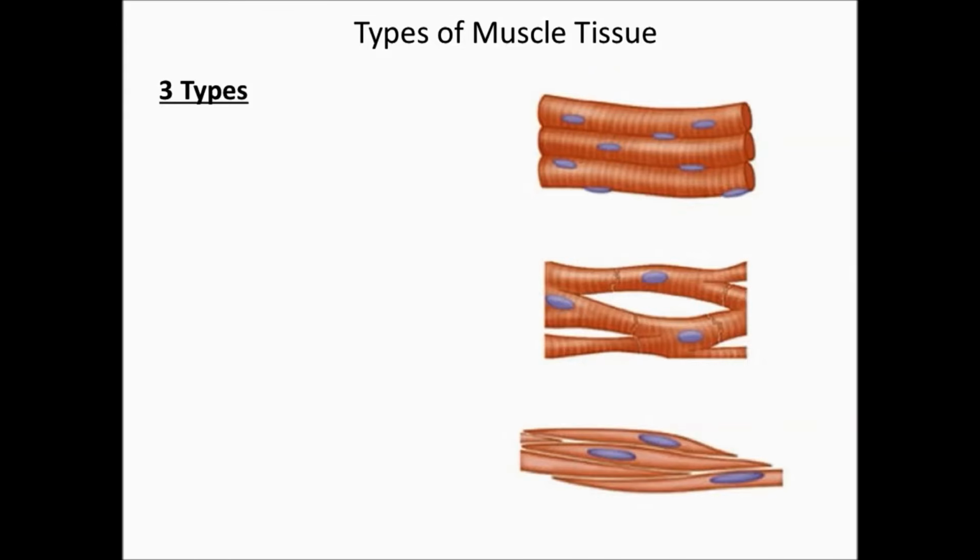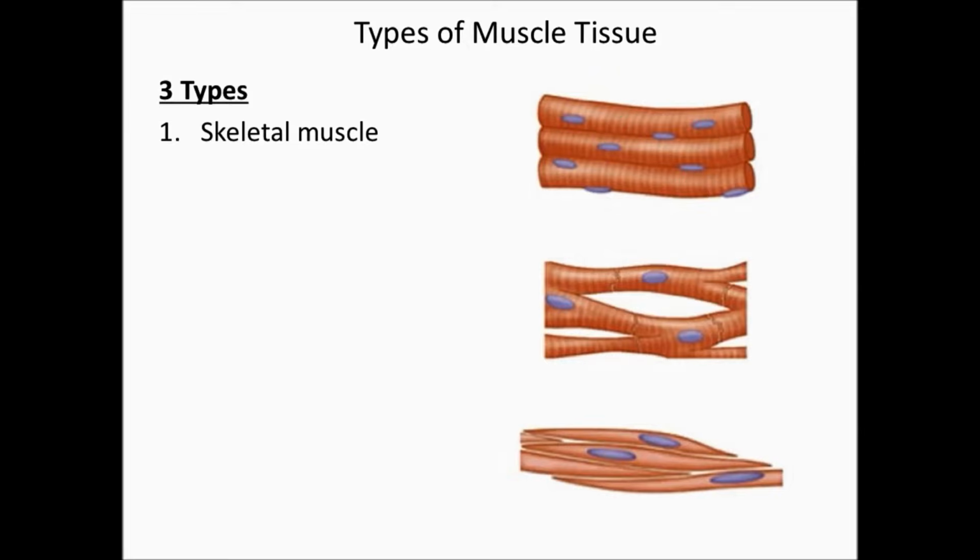There are three types of muscle tissue found in the human body. The first type is called skeletal muscle. Skeletal muscle tissue is the type of tissue that you would find attached to bones, which together creates movements or locomotion. The cells of skeletal muscle are called skeletal muscle fibers. Skeletal muscle fibers are long cylindrical shaped structures that are multinucleated, meaning that they have many nuclei.